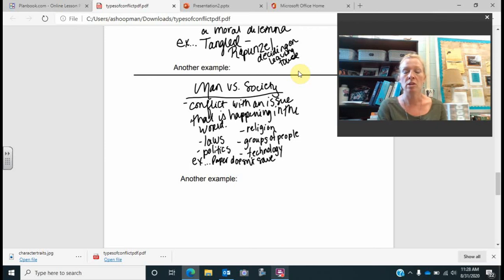We also have religion. So each one of us has something that we believe in, whether it is one type of religion or one person or not.